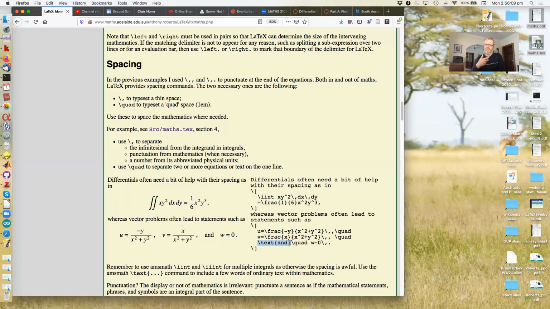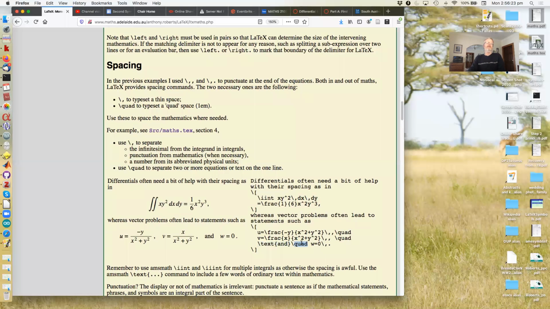Then to put an English word into the mathematics, use \text from AMS Math, where else? Or even to put several words, \text. All right, and then another quad space before the w is 0. Double integrals, going back to the integral note, I used \iint. That's another one from AMS Math. It typesets a double integral sign properly. There's also the \iiint for a triple integral. Use them.